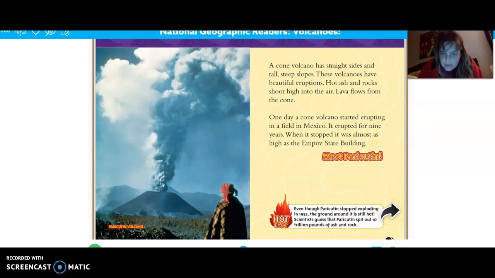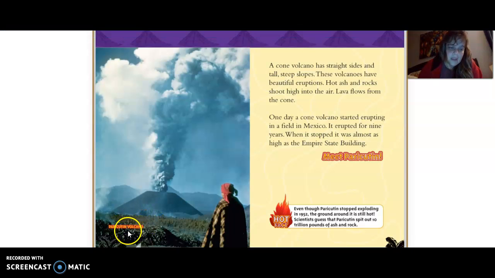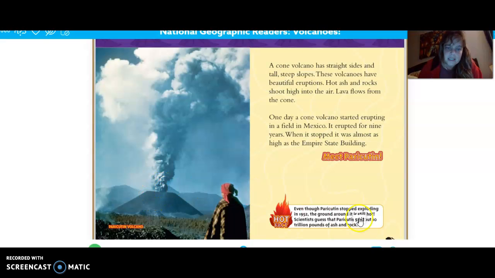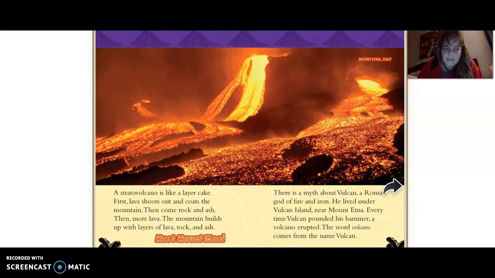And there's this little fact down here. Even though Paricutin stopped exploding in 1952, the ground around it is still hot. Scientists guess that Paricutin spit out 10 trillion pounds of ash and rock. And then here's this little caption, or this label, really. It's a label. Paricutin volcano is what that is. And then here's the other type of volcano.